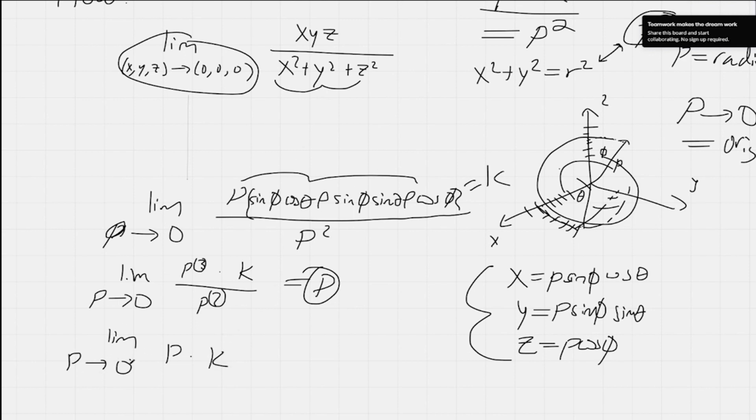Now, since we have this, we can just do a direct substitution. Say that rho is 0. So this thing goes to 0. Therefore, we have 0 times K. That's the answer, 0. That means the limit of all these variables as they approach 0 just equals 0. How nice.